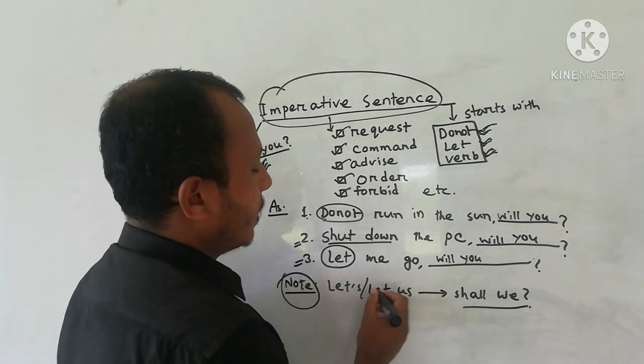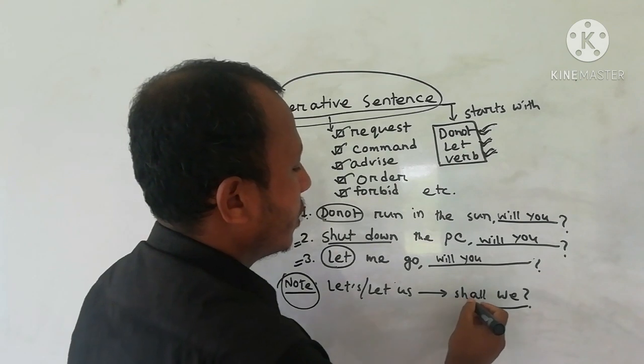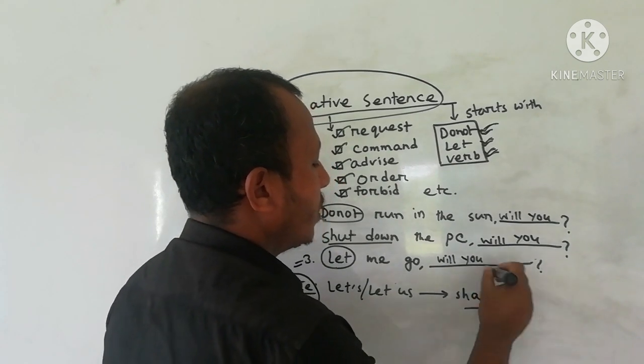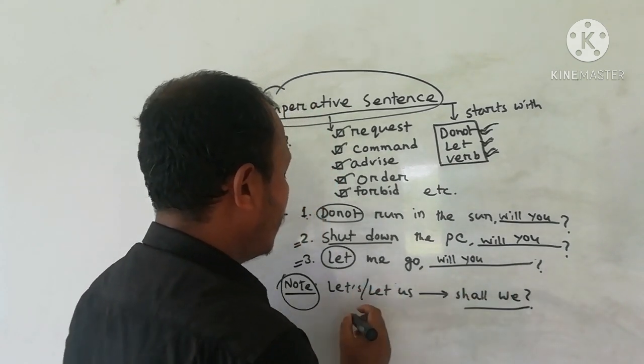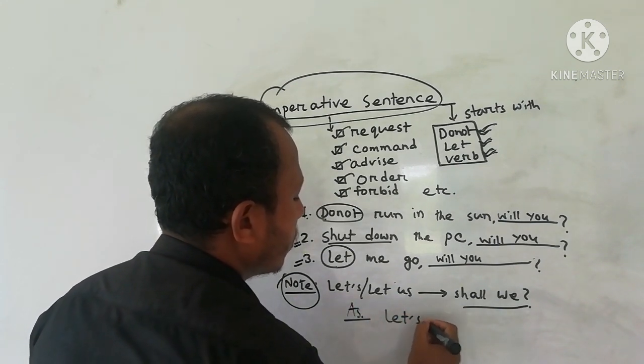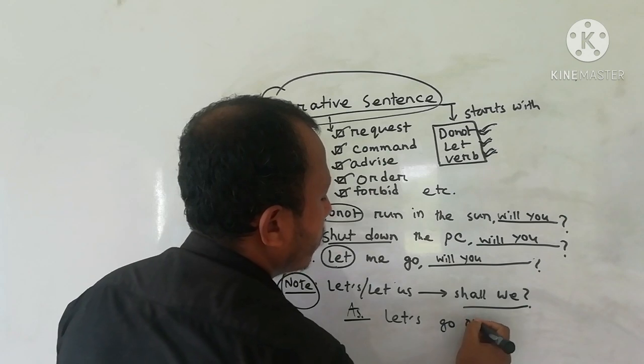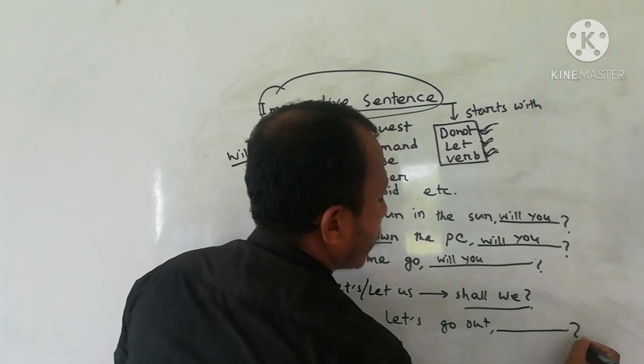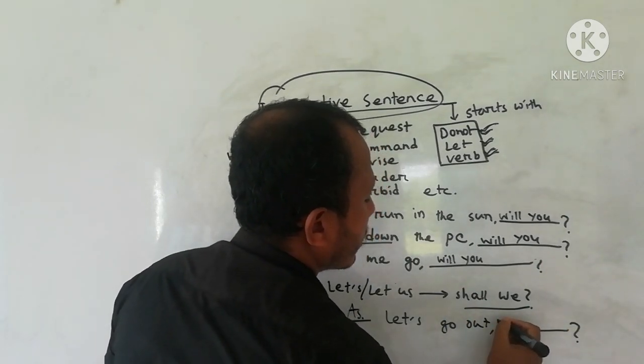Let's or let us. For let's or let us, shall we will be used, as in let's go out. The question tag will be shall we.